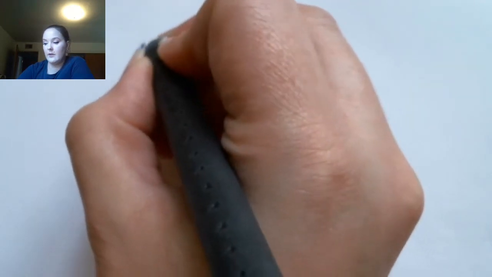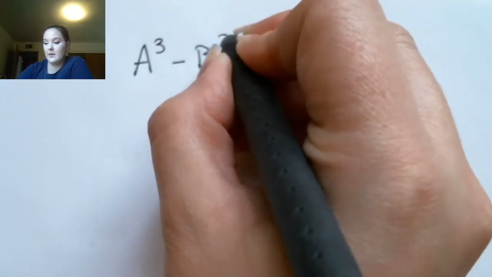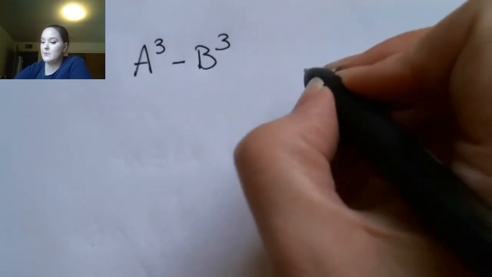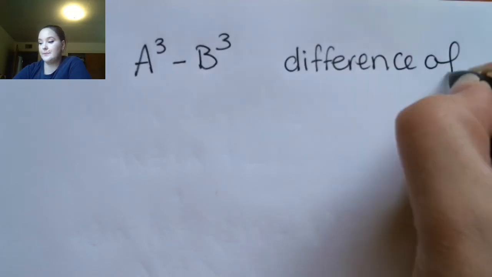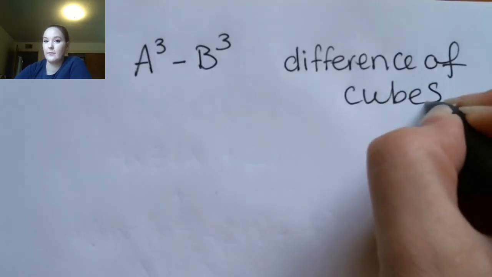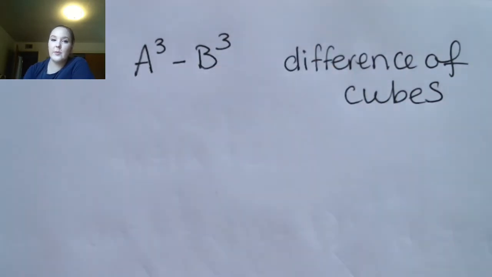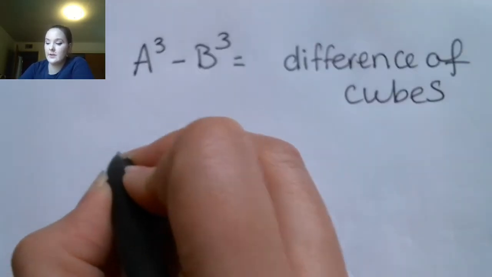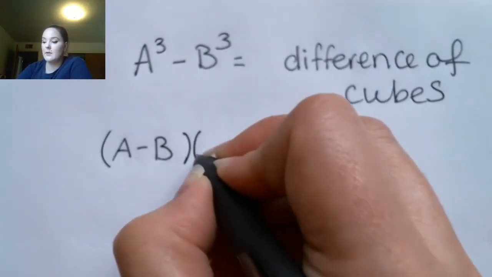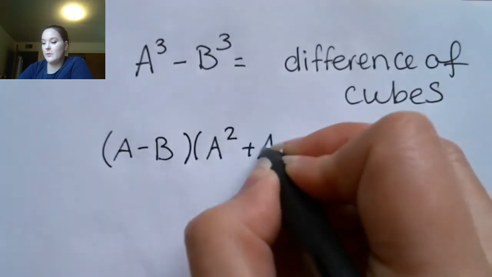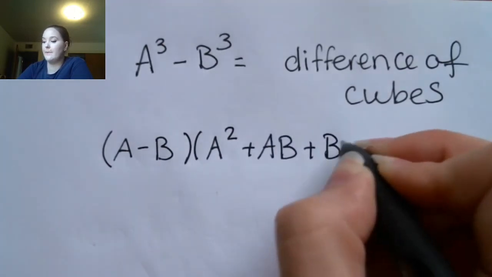So let's look at our brand new type of factoring for this class. We're going to look at something of the form a cubed minus b cubed, which is called the difference of cubes. There's a formula for how this factors. This is going to factor as a minus b times a squared plus ab plus b squared.